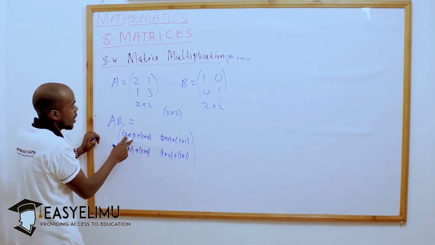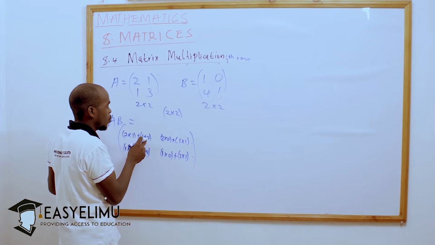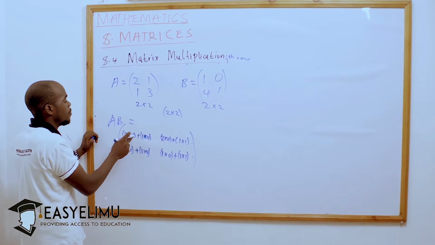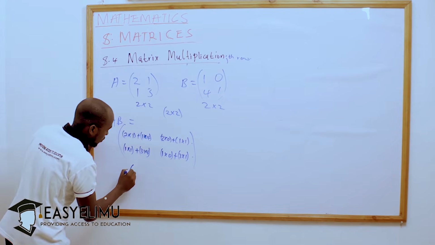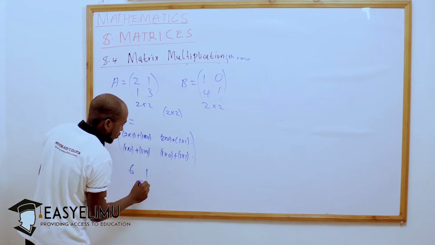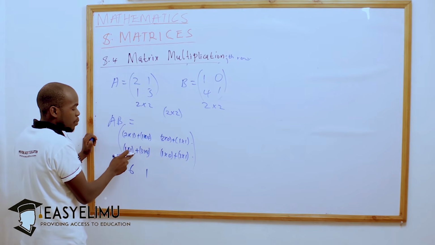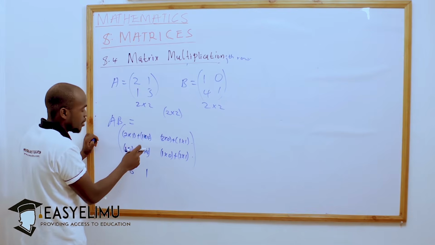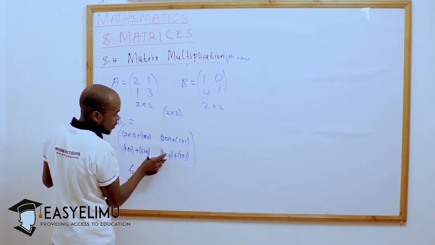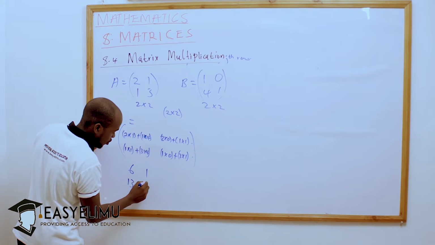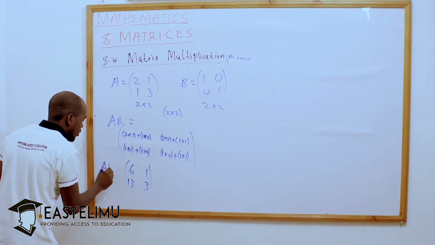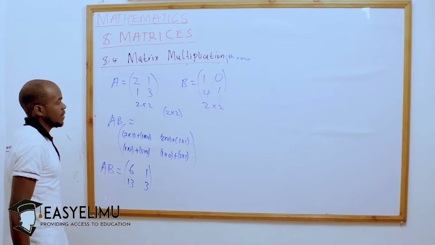You are going to get, this one here is AB. So you will find 2 by 1 is 2, plus 1 by 4 is 4. 4 plus 2 is going to give you 6. So here 0 plus 1, you will get 1. And here 1 plus 12 you are going to get 13. And here 0 plus 3 you will get 3. So meaning that if you take AB, you are going to get that.